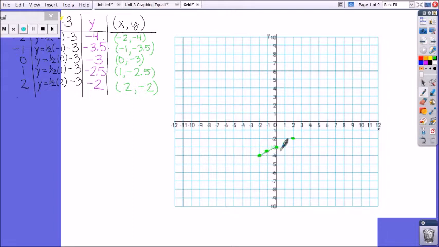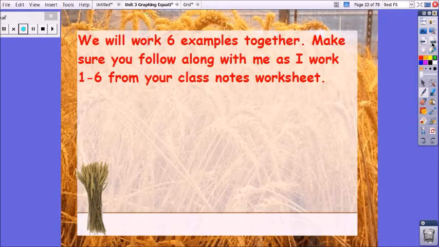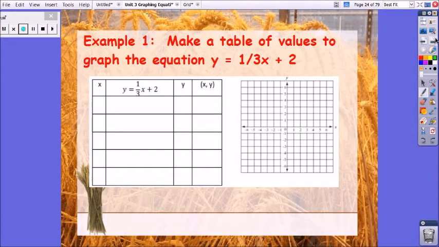Now this line does extend to -infinity on the left and +infinity on the right for the x's and the y's. So we could find more points, but I think 5 is a very good number.